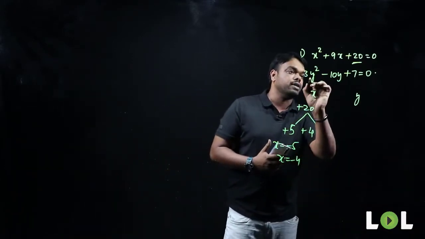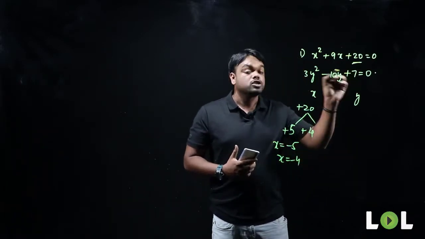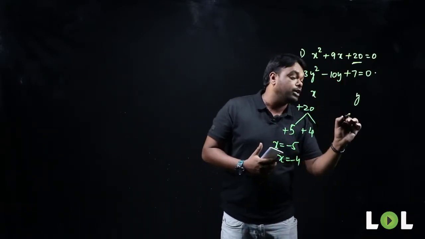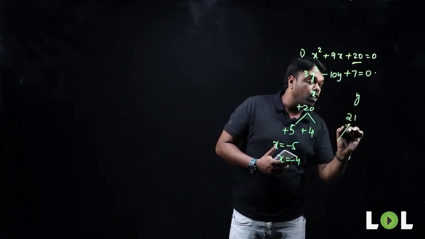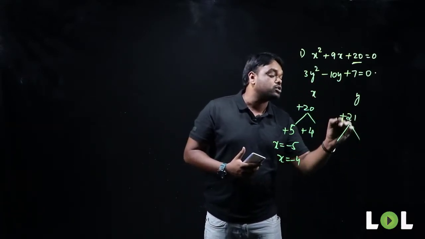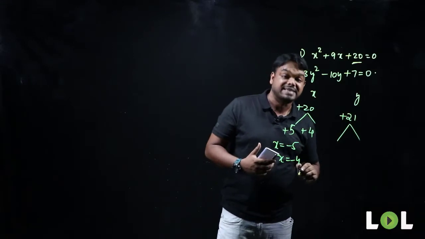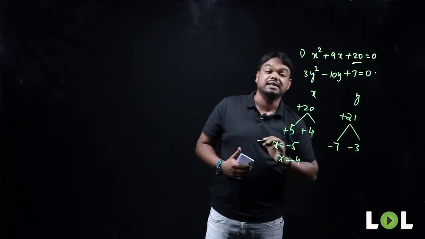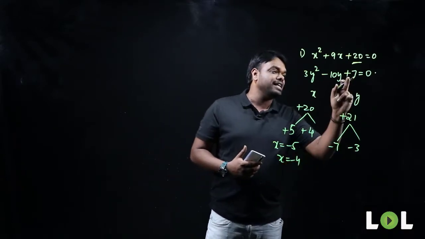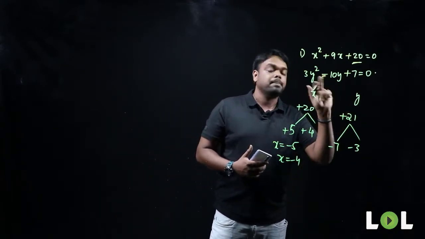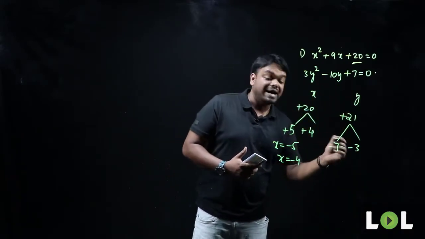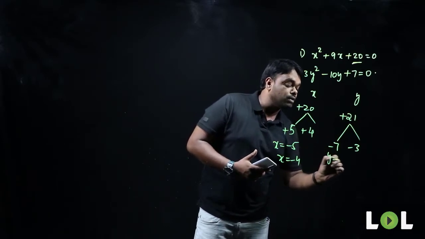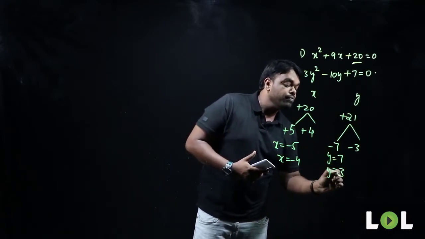And the second equation, 3y square minus 10y plus 7, the constant is 7. So factorizing, 7 into 3 is 21. The product of 2 numbers is plus 21 and their sum is minus 10. Minus 10 means directly 7 into 3 is 21, minus 7 minus 3, minus into minus is plus. So these are factors. What will be the roots? Y is equal to 7/3 and y is equal to 3.